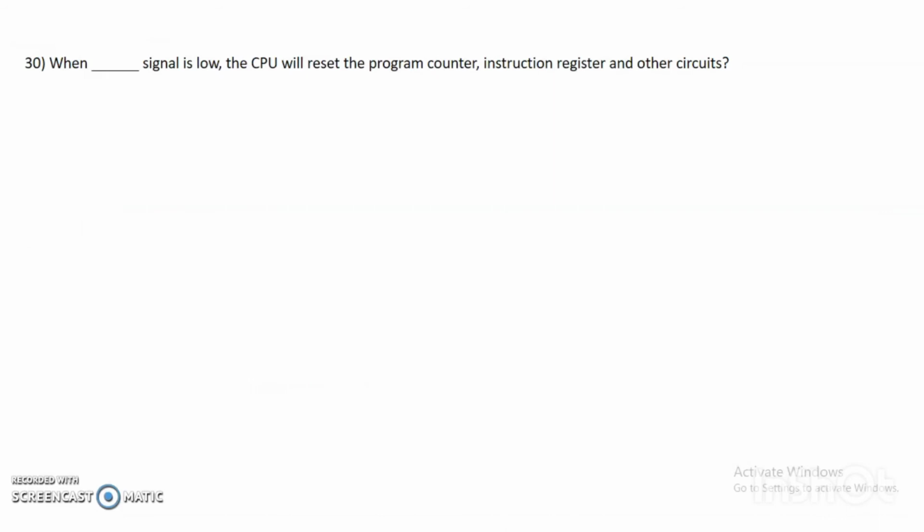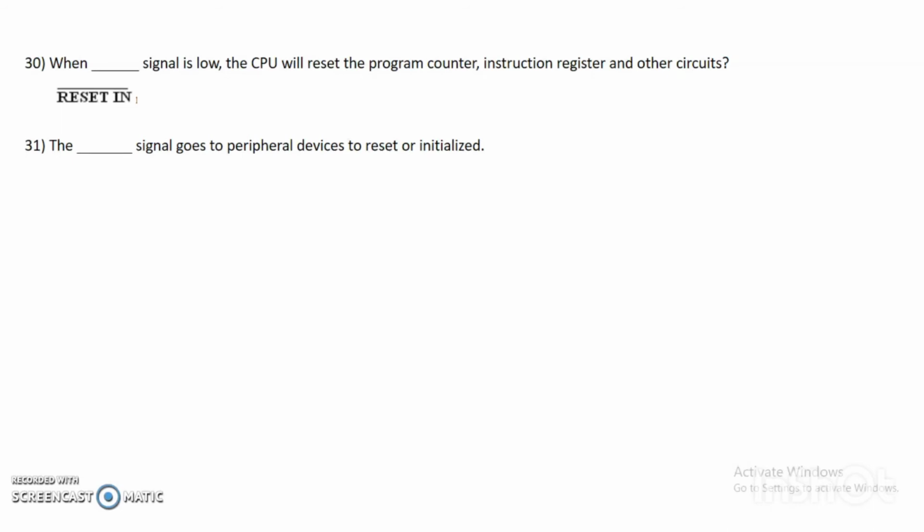Bit number 30. When the dash signal is low, the CPU will reset the program counter, instruction register and other circuits. So the answer will be reset in. Whenever the reset in bar is low, the CPU will start resetting the program counter, the instruction register and some other circuits.